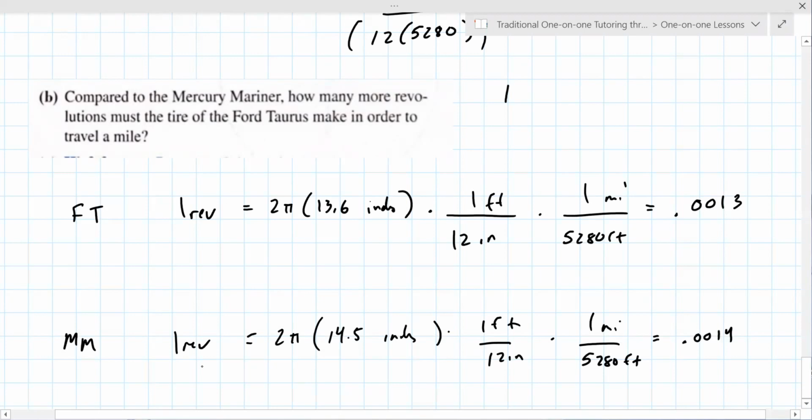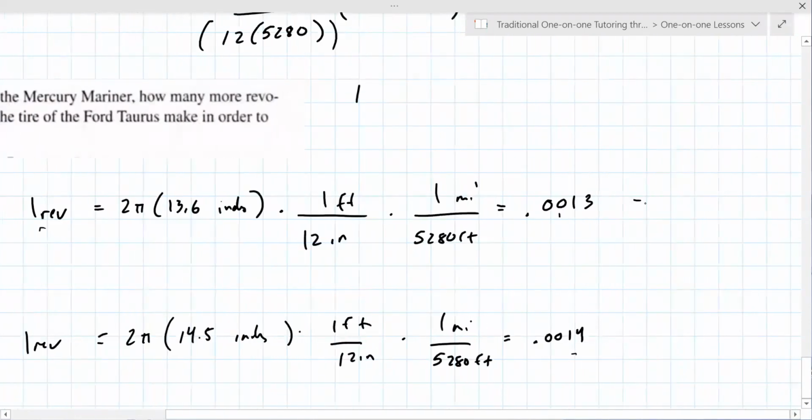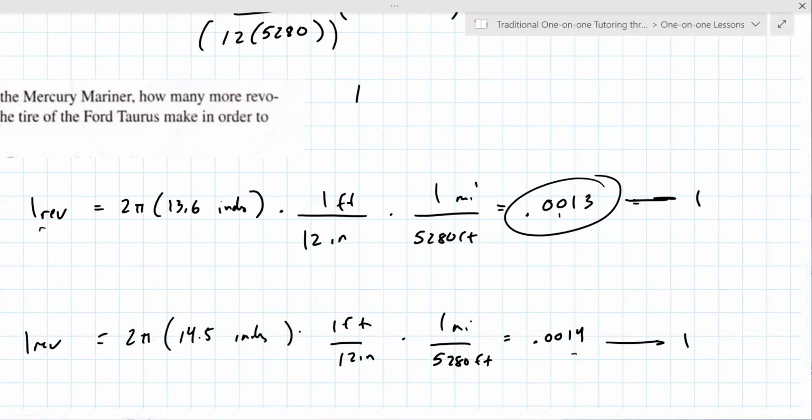So in 1 revolution, it goes this far. In 1 revolution, it goes this far. We really want it to go a mile. We really want this number to go to 1. So if you take 1 divided by that number, and 1 divided by that number, you will see the difference between them. So 1 over 0.0013 means that it has to go about 769 revolutions to get 1 mile. And then 0.0014, you see it's slightly less. It's approximately 714 revolutions.